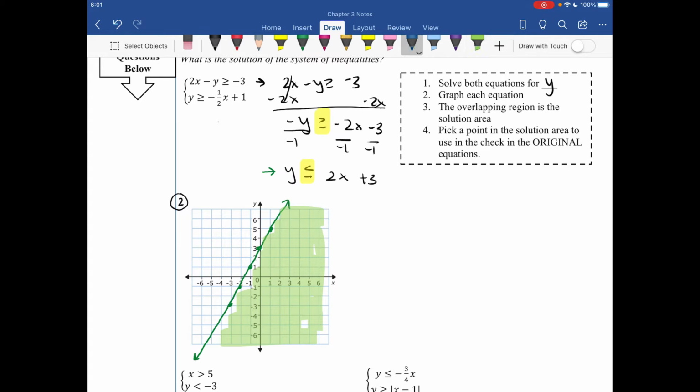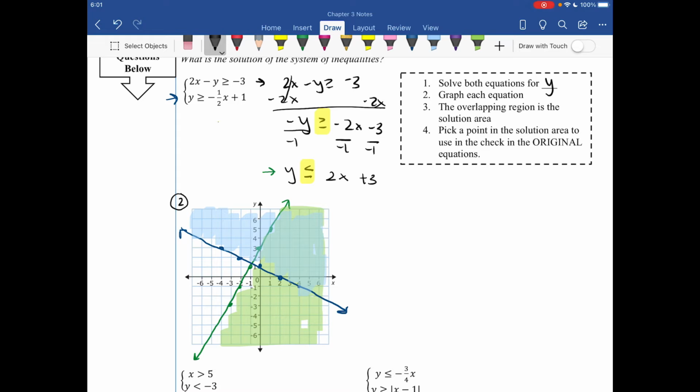We can graph the second inequality in blue. We have a y-intercept of positive 1 and a slope of negative 1/2. So down 1 and right 2, and up 1 and left 2. Since it's greater than or equal to, we will use another solid line, and greater than tells us to shade above.